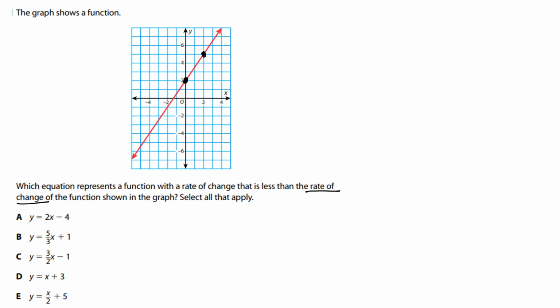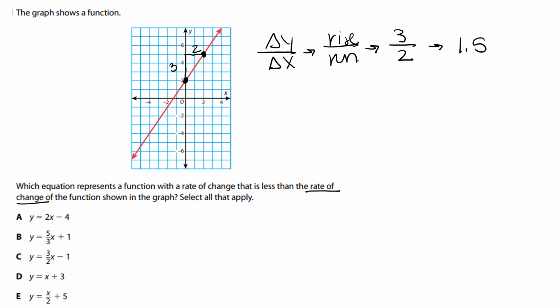So when we are counting, we count up 1, 2, 3. So we're going up 3, and we're going over 1, 2. We set up our rate of change as a fraction, the change in y over the change in x, the rise over the run, which would be 3 over 2. 3 over 2 is the same thing as 1.5, should you want to write it as a decimal.